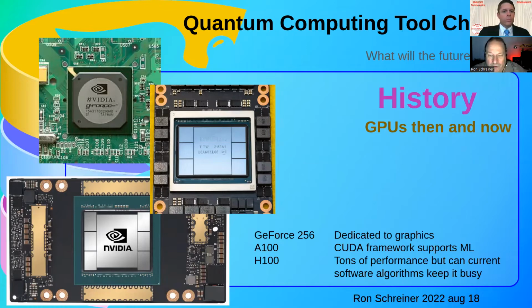A lot of work has gone on between the 256 and the A100, so it's a huge leap. But there were a lot of stepping stones along the way. A lot of things happened, like the creation of the CUDA framework, which allowed a mechanism to abstract away computationally intensive algorithms.